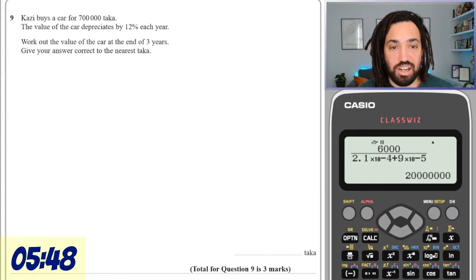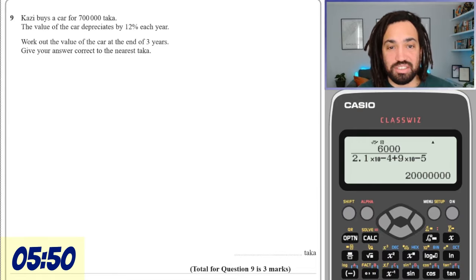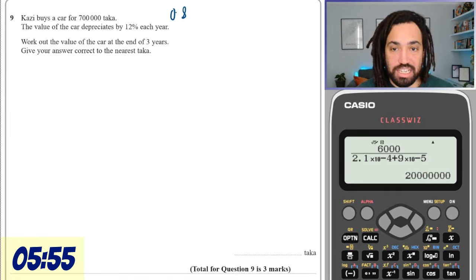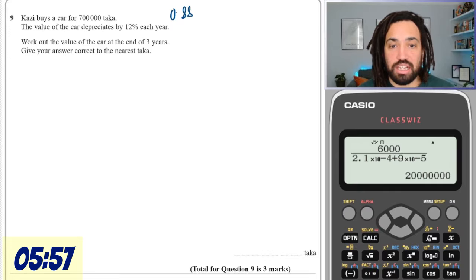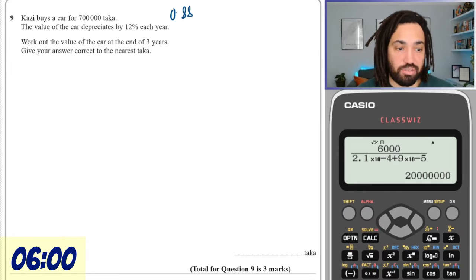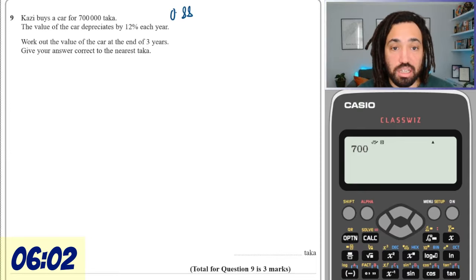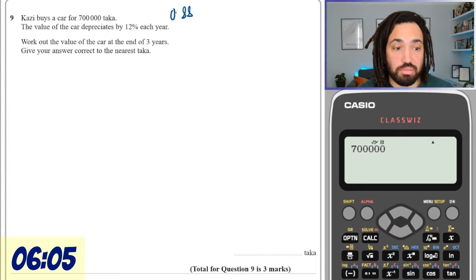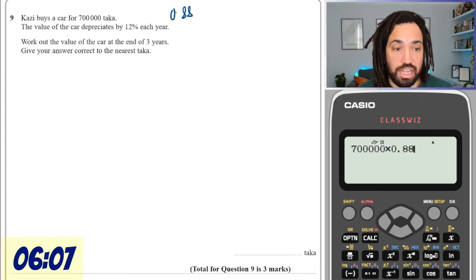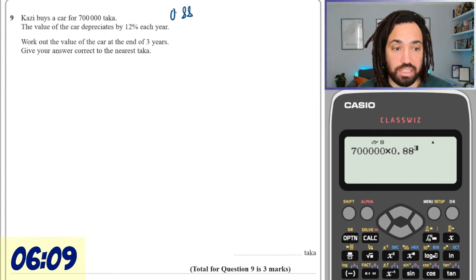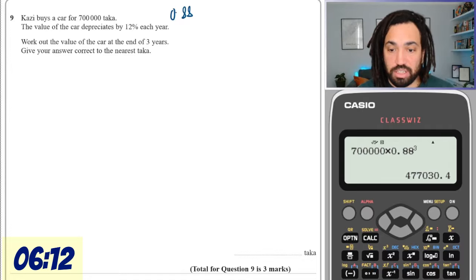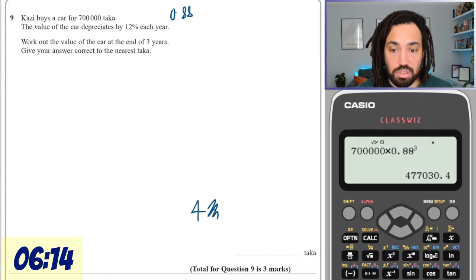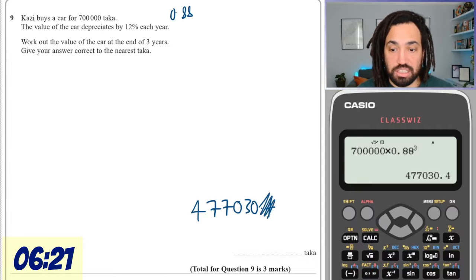This guy buys a car for 700,000 taka. The value of the car depreciates by this, so that's 0.88 is the multiplier. Work out at the end of 3 years. Okay, fine. I'm just going to do this all on my calculator. 700,000 times 0.88 to the power of 3 years. Perfect. So we get 47703.4. So that's the nearest taka.